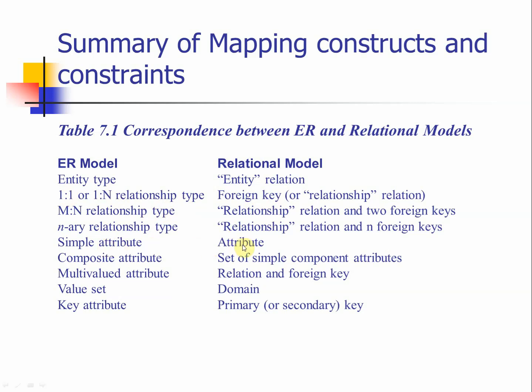Simple attribute, we just make them attributes. Composite attribute, simple. We just pick the simple components. Every simple component is part of the composite attribute. If that's a multi-valued attribute, we have step number 6 to handle that. So we need to create a new relation and make a foreign key link back to it. The value set is the domain that we are looking at. The key attribute is the primary key that we are looking at. And therefore, this gives you a summary of what we have discussed for the first part of the conversion.